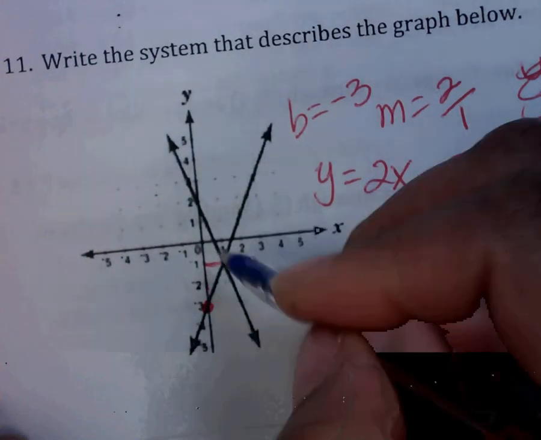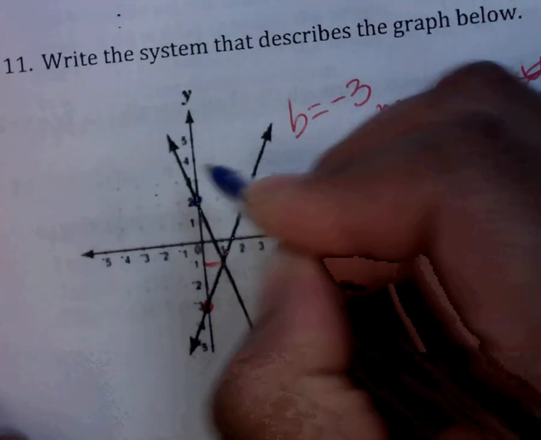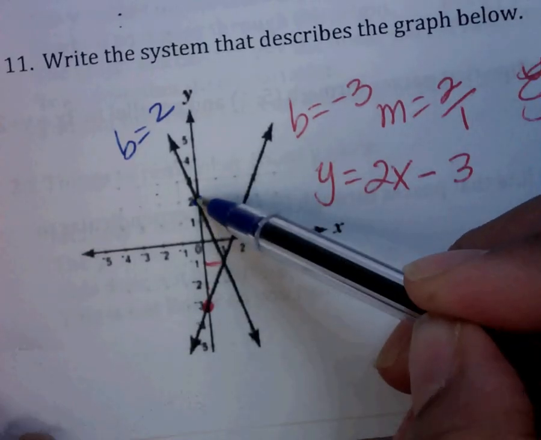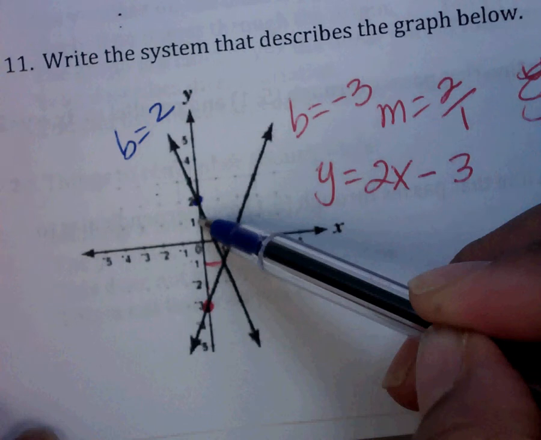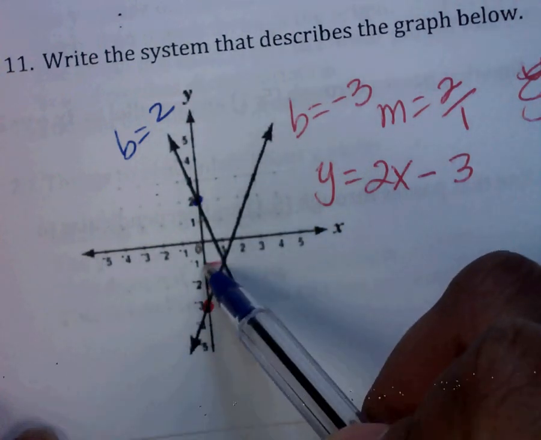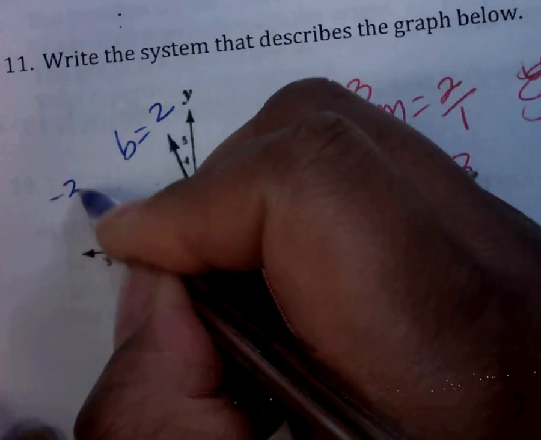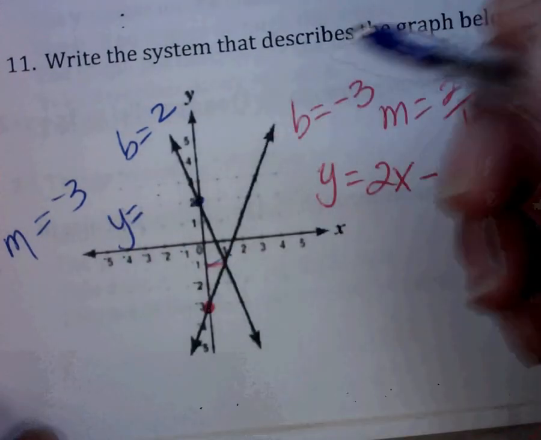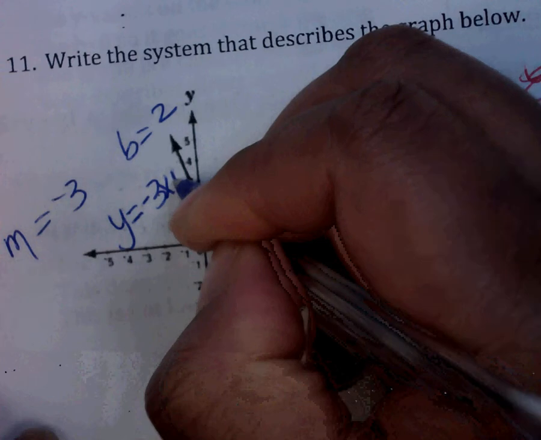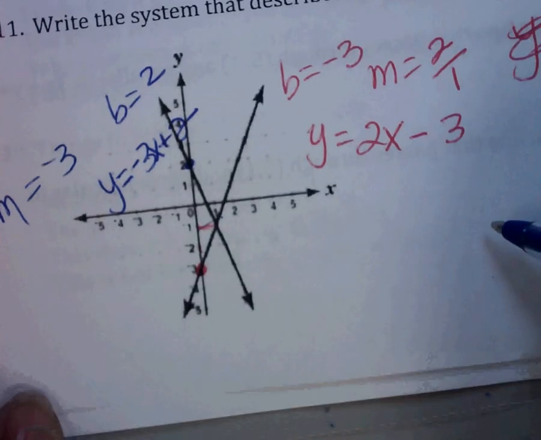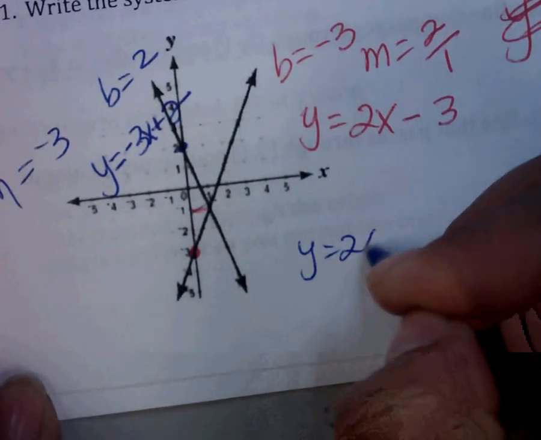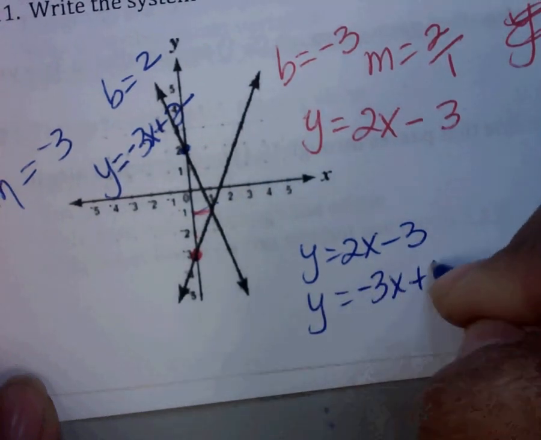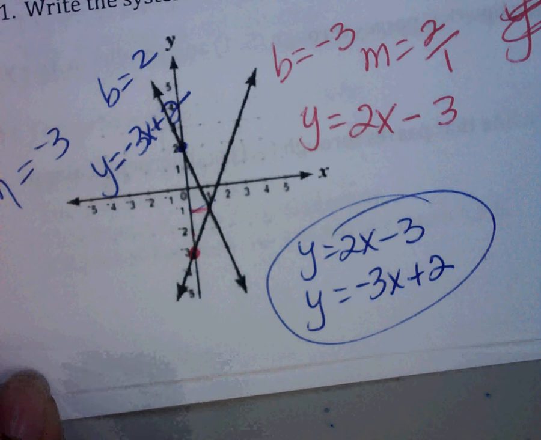We do the next line. It has a y-intercept of 2. B equals 2. It is going down 1, 2, 3, and over 1. That's negative 3 equals m. So your equation is y equals negative 3x plus 2. So the system is y equals 2x minus 3, y equals negative 3x plus 2. That's the answer to number 11.